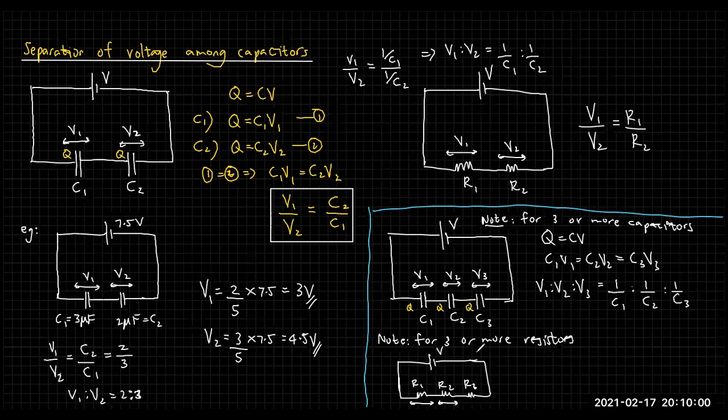They are the voltages. Now this is R1, this is R2, this is R3, and if you take the voltages as V1, V2, V3, this time it's easy. So here V1 is to V2 is to V3 will be directly R1 is to R2 is to R3 because it's proportional, but here reciprocal.